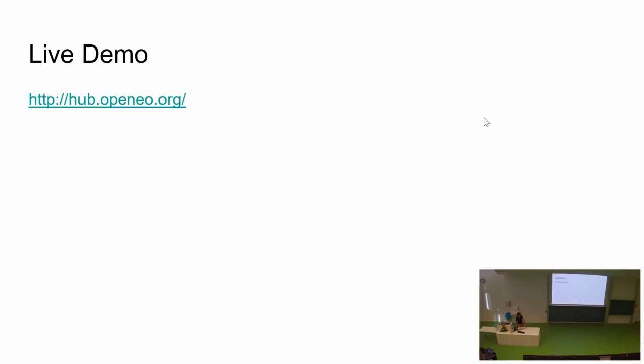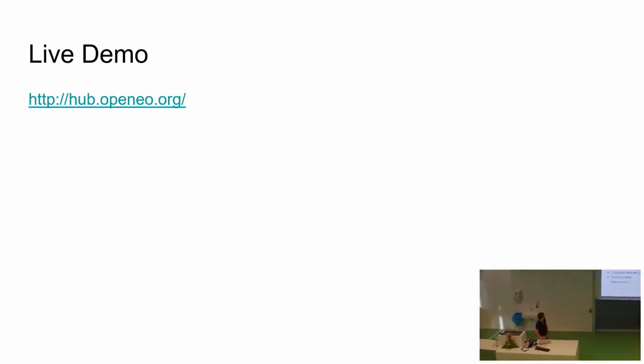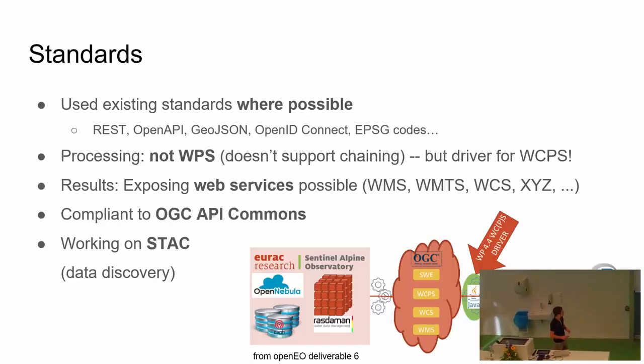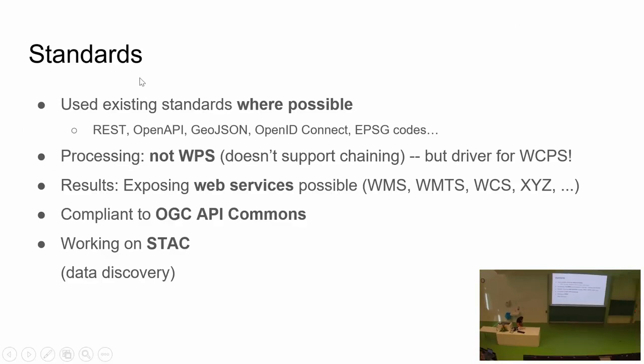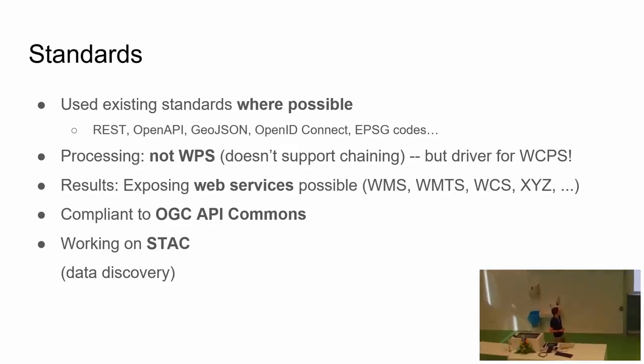Back to how this all works internally. We use existing standards where possible within our API. So as I said, it's RESTful. We use an OpenAPI document to describe it. This was previously known as Swagger, that's the more familiar term for you. You can output GeoJSON. We use OpenID Connect for authentication, all these little things.